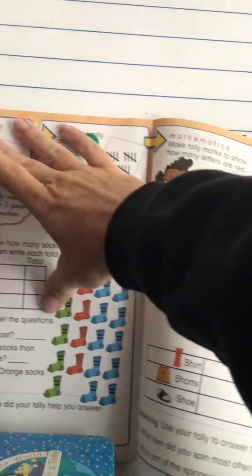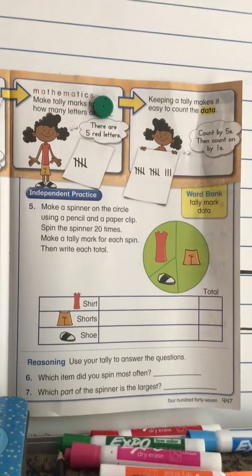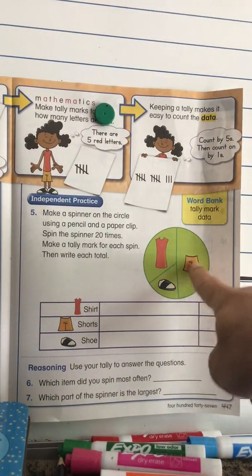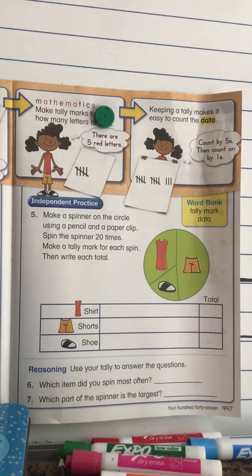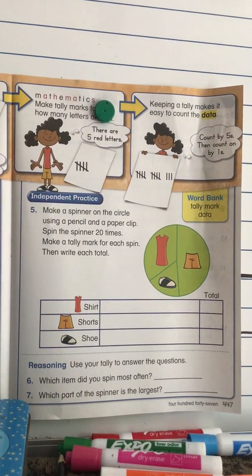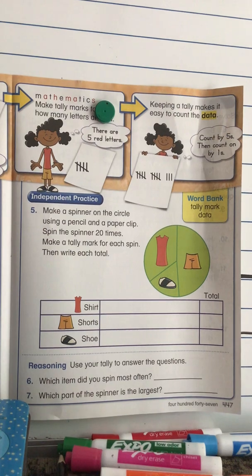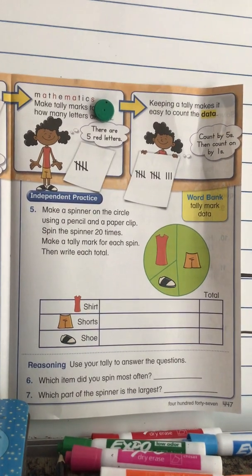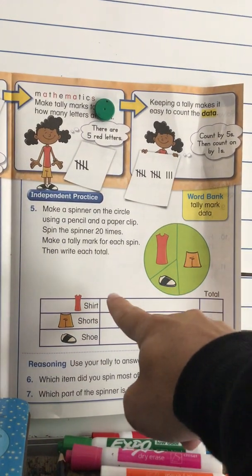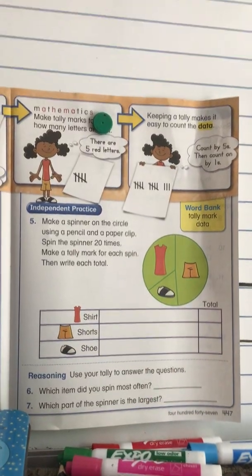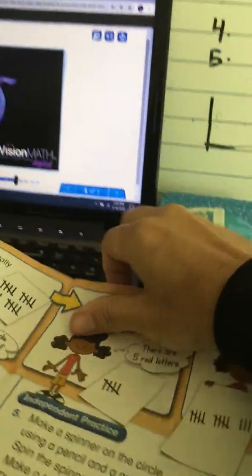Okay, when you are ready, move over. All right, we have a spinner here with a shirt, shorts, and a shoe. And what they want us to do is spin. And each time we spin, or each time we land on something by spinning, we make a tally mark for that thing. So in order for me to do this, I've got to put my paper down flat.